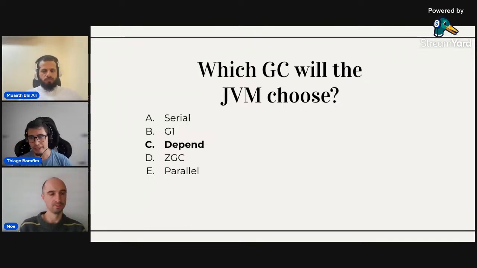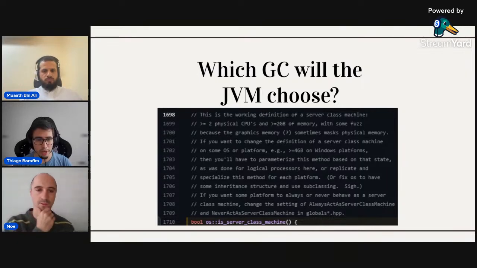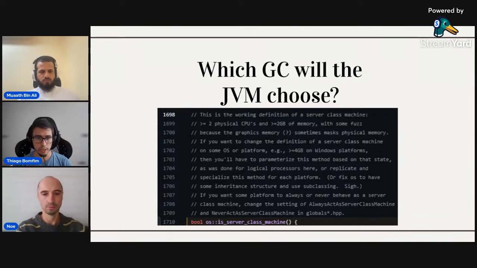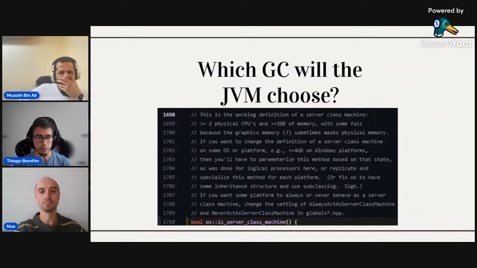Like everything in IT, it depends. So what does the JVM choose? If you look at the JVM code, there is a notion of what is a server class machine. If it's a server class machine, the default will be G1. Otherwise, it will be Serial. We can see in this comment that if you have more than 2 physical CPUs and more than 2 gigabytes, it is considered a server class machine and it will use G1.